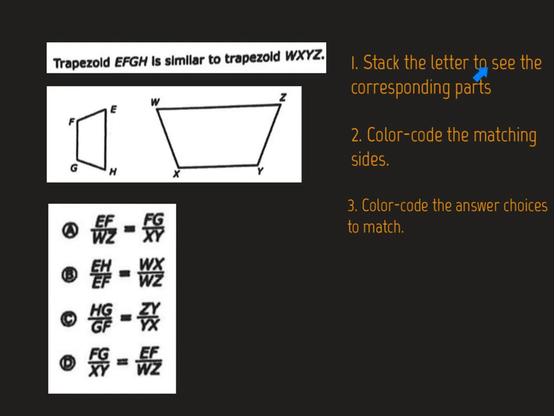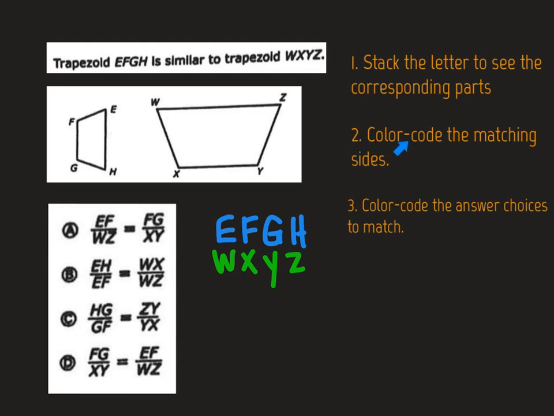First, I'm going to take the letters in the name and stack them on top of each other to see which ones are corresponding. The first trapezoid is called EFGH, and the second trapezoid was called WXYZ. Now that they're stacked on top of each other, I can see which ones go together. The first two, EF, match the first two in this one, WX.